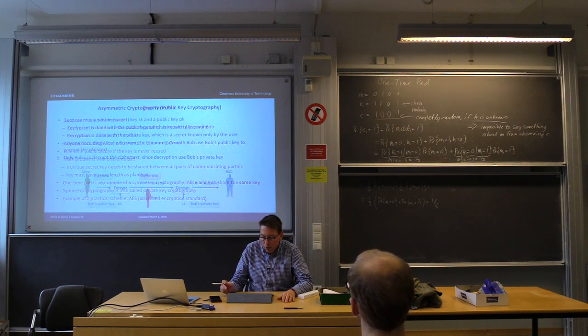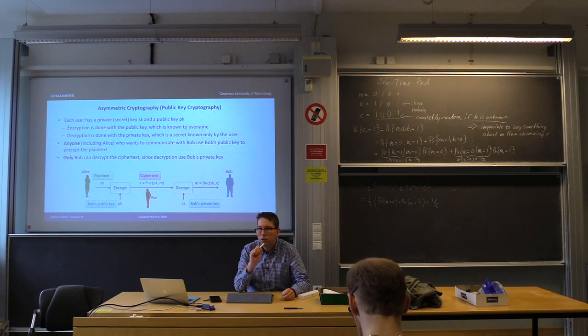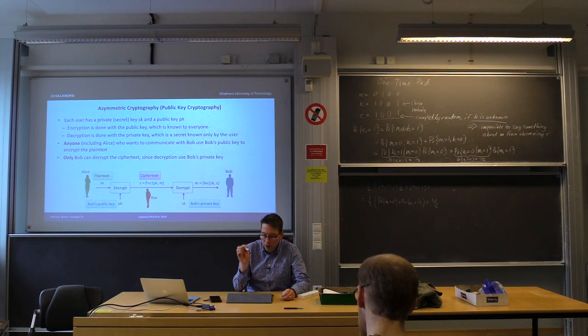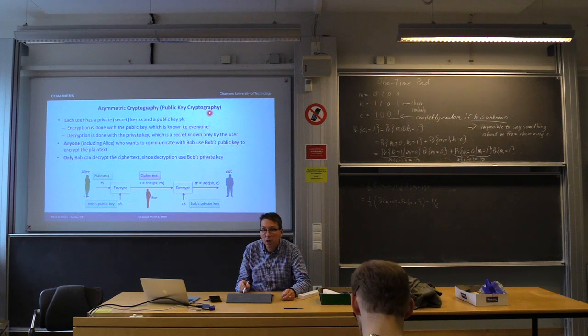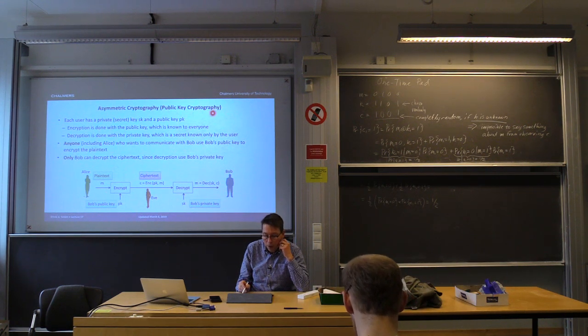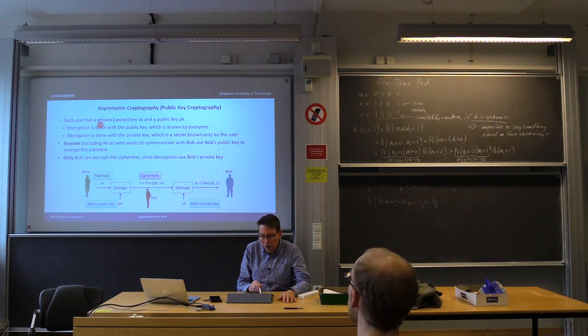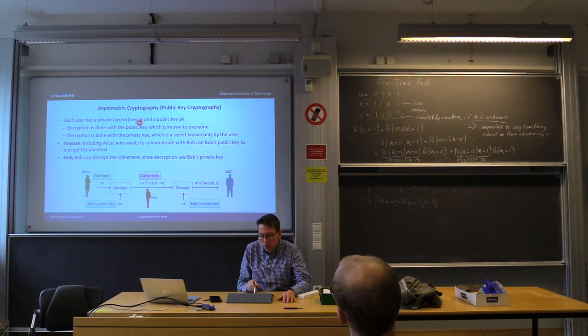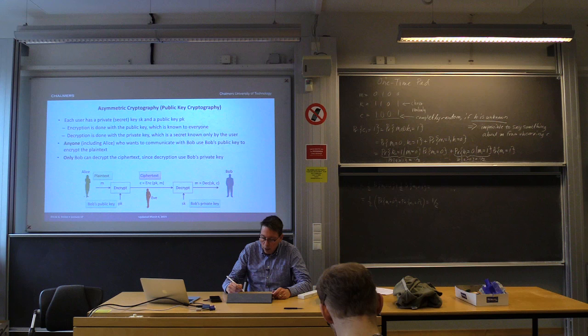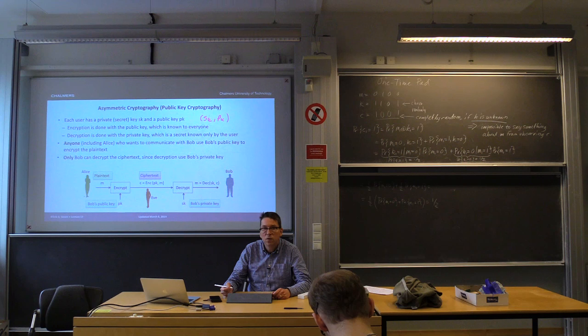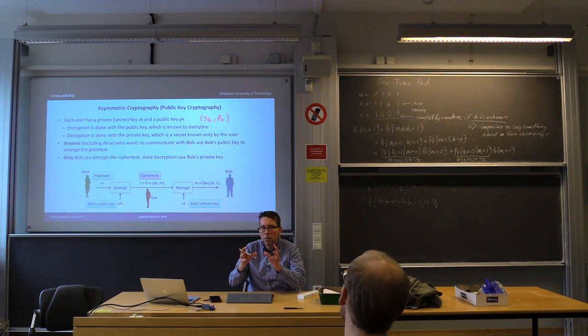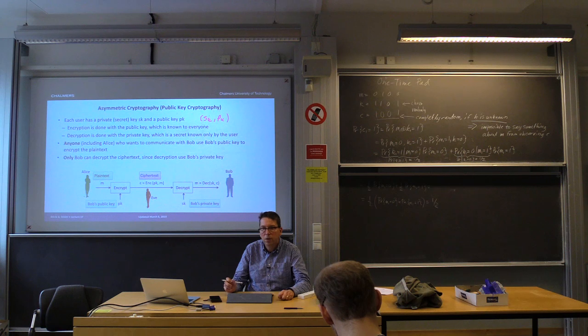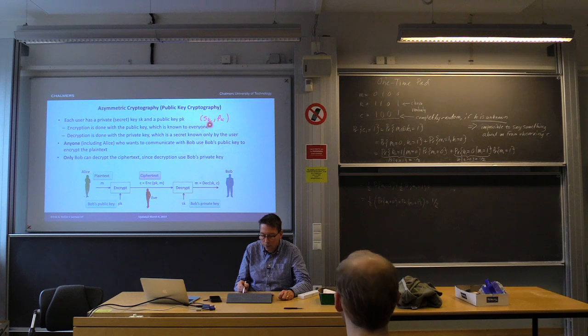But let's move on and talk about another type of cryptography, which is called asymmetric cryptography, or sometimes called public key cryptography. It's the same thing. The idea is that a user has a private key, let's call it SK, and a public key, PK. SK and PK are connected together, right? They form a pair, so they have a relationship between each other. It's not like this is independent of that; they're connected.